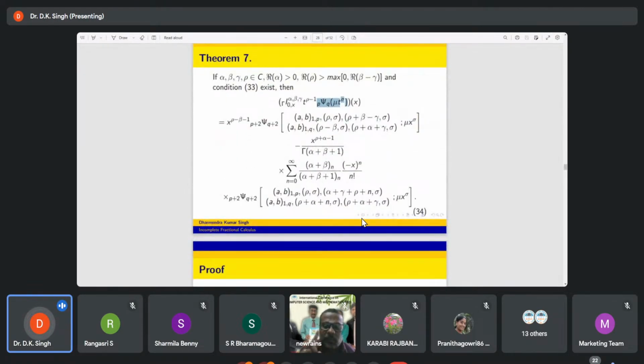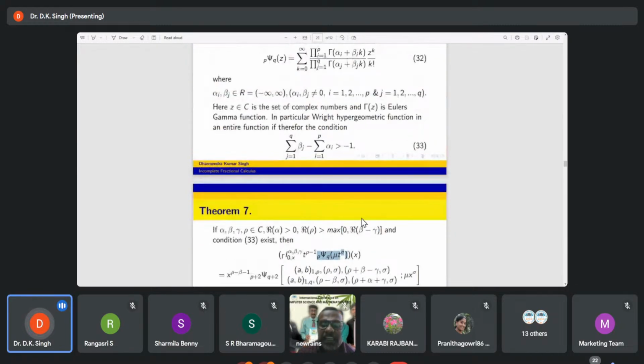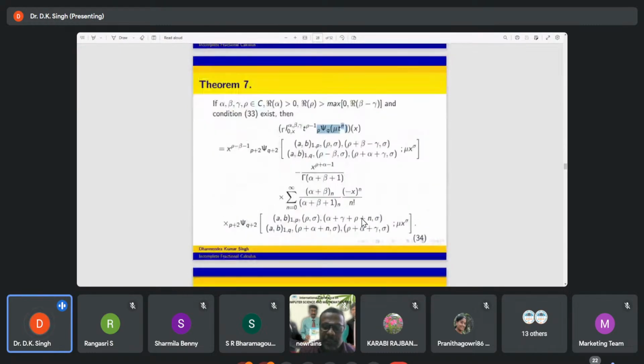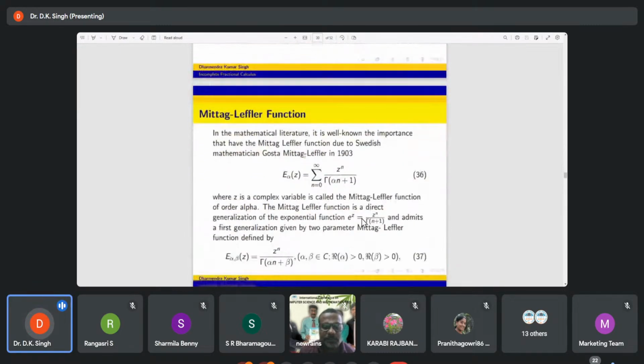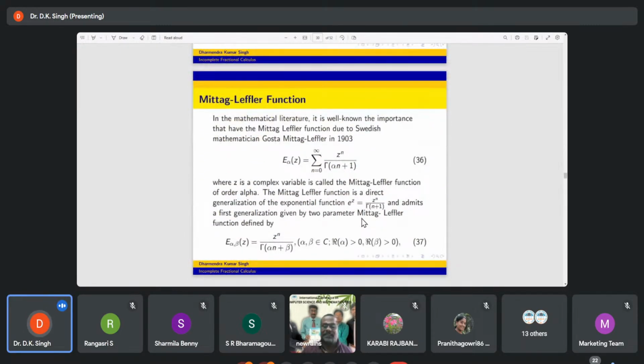So you will get this result here. This result represents the more generalized form of the Wright function. So in the theorem, the next function is the Mittag-Leffler function, the next application. The Mittag-Leffler function is nothing but the generalization of the exponential function.